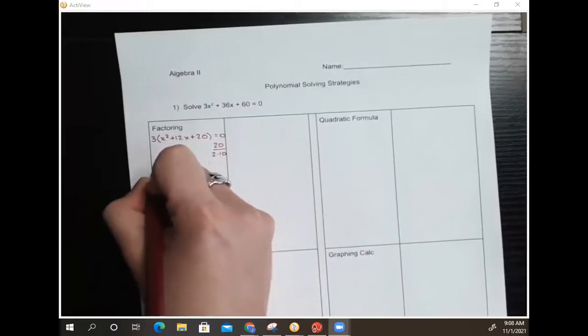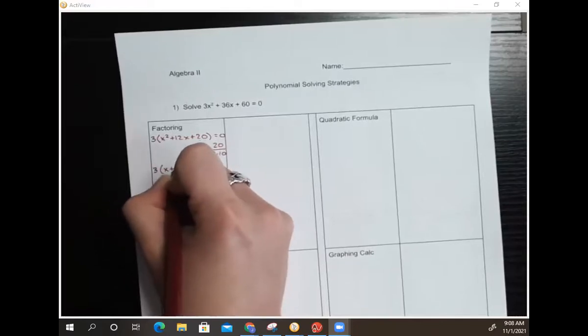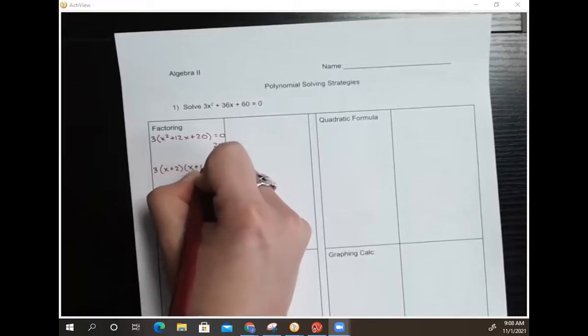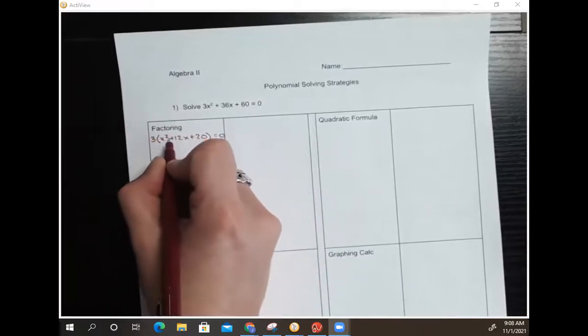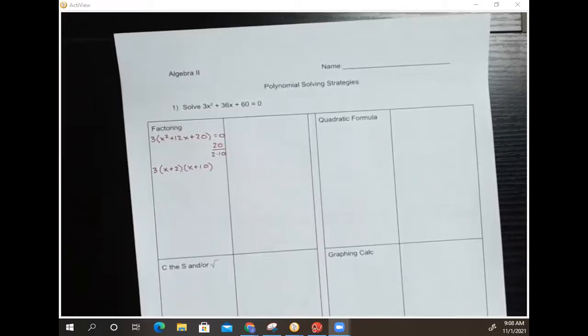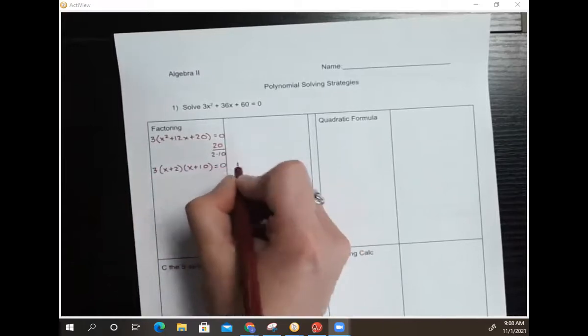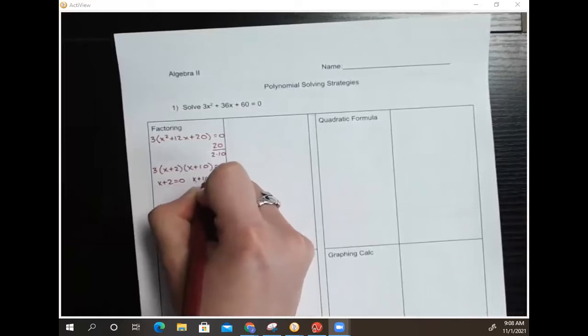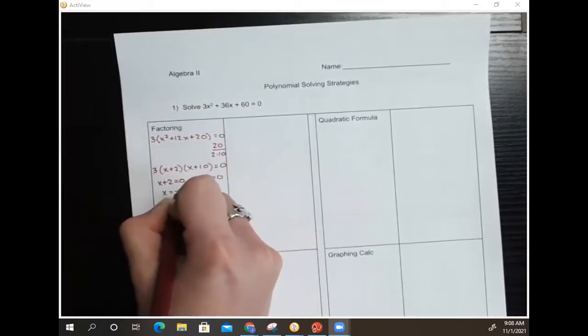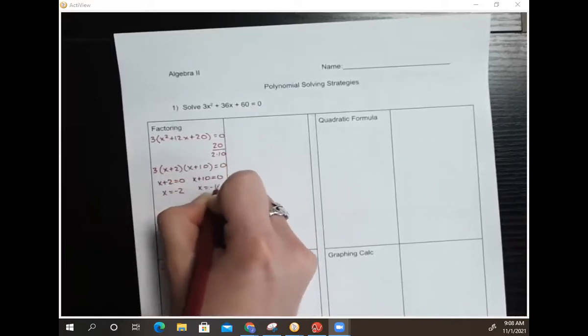So this would be x plus 2 times x plus 10. If you wanted to rewrite the middle and use AC method, you could here. If that's how you're going to successfully factor, then use AC method. But we can use that shortcut here since our x squared term doesn't have a leading coefficient. And now I'm going to set each factor equal to 0 and solve. So this would give me x equals -2 and x equals -10 for my solution set.